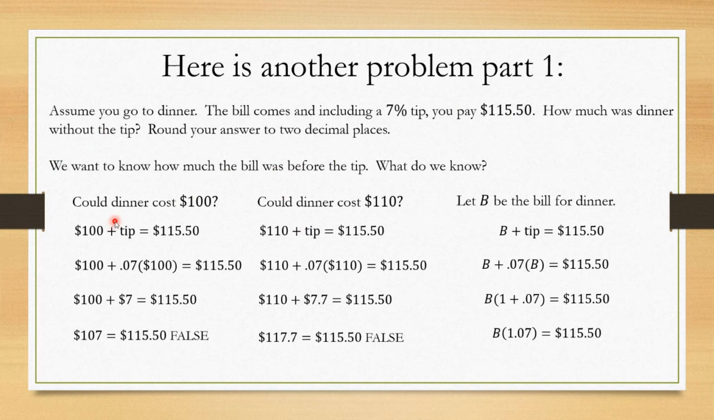$100 plus the tip. So this is assuming dinner cost $100. Let's just say that. What would that mean? Well, dinner would cost $100. Okay. But then you add on the tip and you should get this. Because remember, this is the price including the tip. But if dinner was $100, how much was the tip?